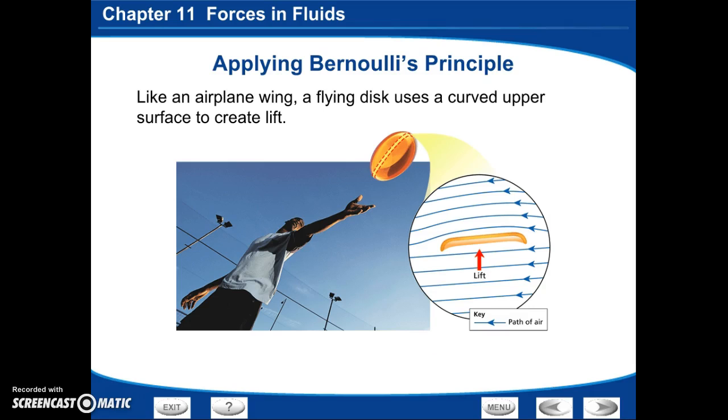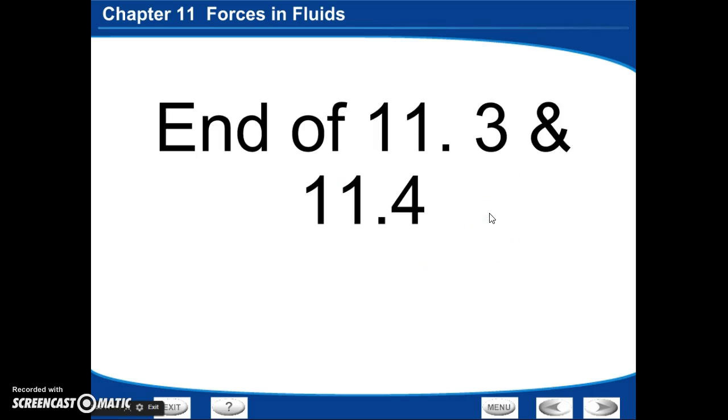Frisbees are another good example of how you apply Bernoulli's principle, and it's shaped in this arc. Even those foam ones usually have a cutout at the bottom. Again, it's because it makes the air go faster over the top than on the bottom, so it creates that upward push, which is lift. And that's it.